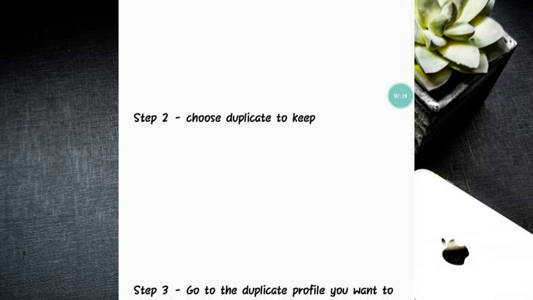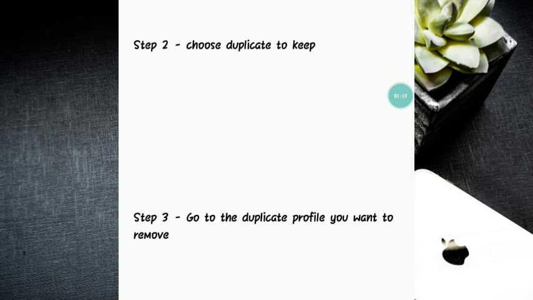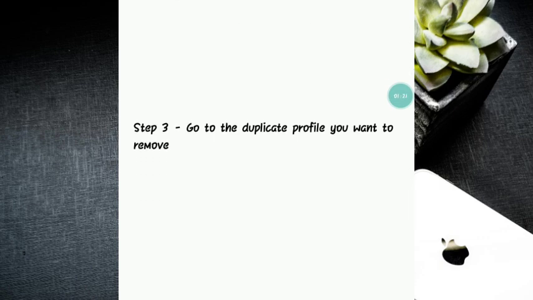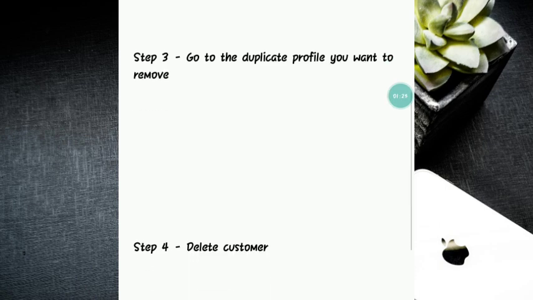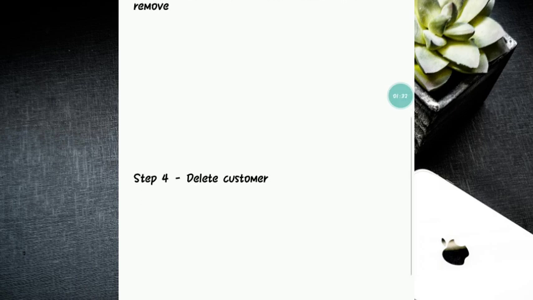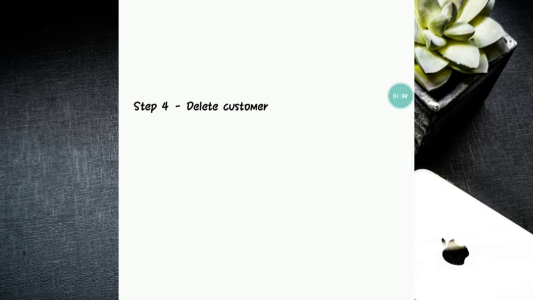Once all activities have been removed, go back to the duplicate profile and click Edit. Then scroll to the bottom and select Delete Customer. Repeat the process if you have more than 2 duplicates. This method ensures that you keep your history intact while removing clutter from your customer list. And that's how you clean up duplicates in Wave.